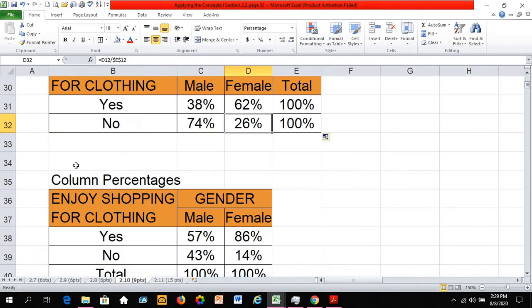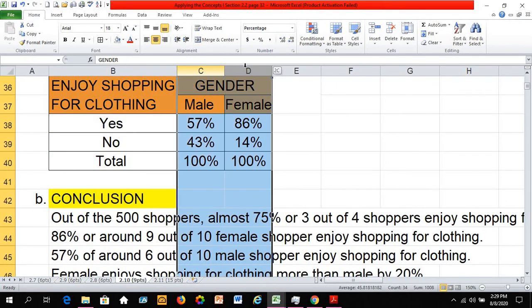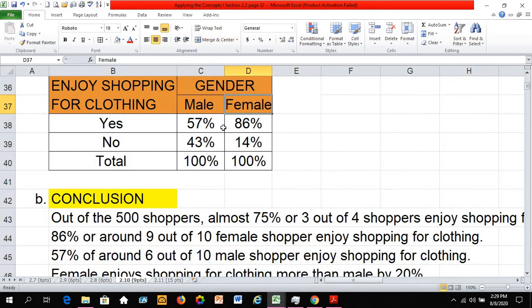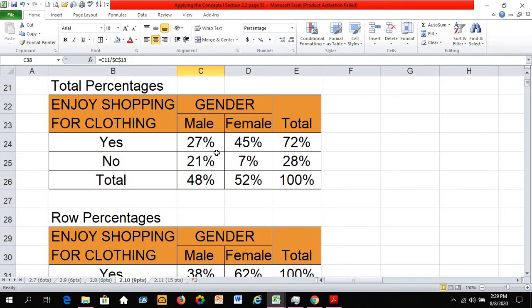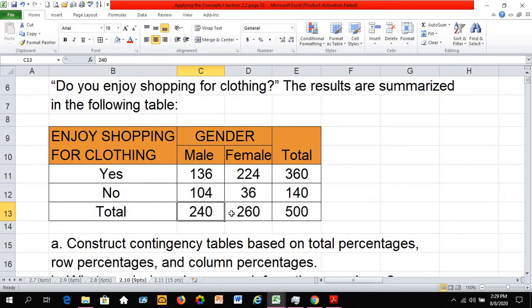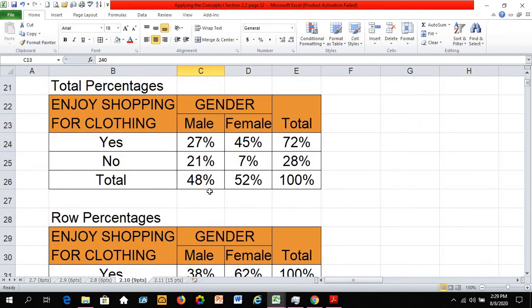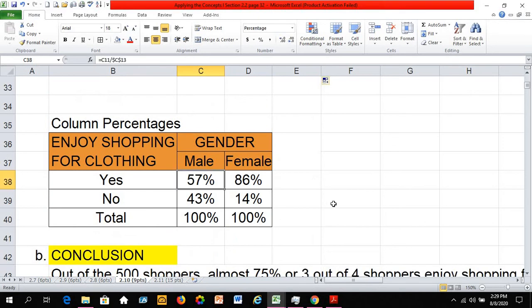Next would be column percentages. For column, we'll be talking about gender, the male and female. To do this, similarly, let me just show you. That's C11 divided by C13. So that's 136 divided by 240. Then convert it to percent. In my result, that's 57%. Then drag the formula. You'll have 43 for no and a total of 100%.